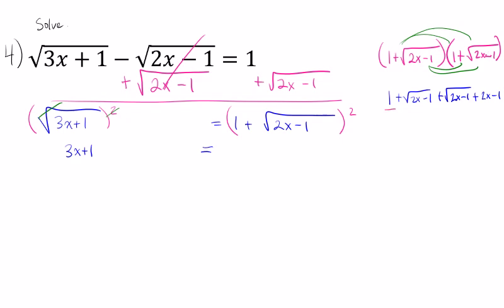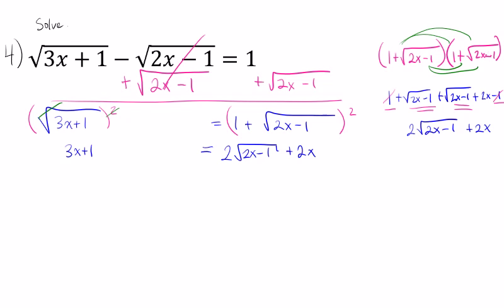Then we have some like terms, right? 1 minus 1 is 0. Okay, so those cancel each other out. And then we have a 2x that doesn't have a like term, but these are like terms, right? So root 2x minus 1 plus root 2x minus 1 is 2 root 2x minus 1. And then we get plus 2x. Okay, so that's what that equals when we square it. So I'm going to put that over here. 2 root 2x minus 1 plus 2x, right?